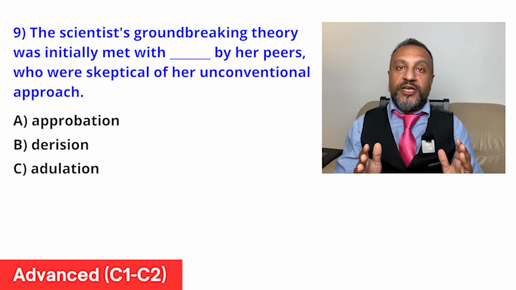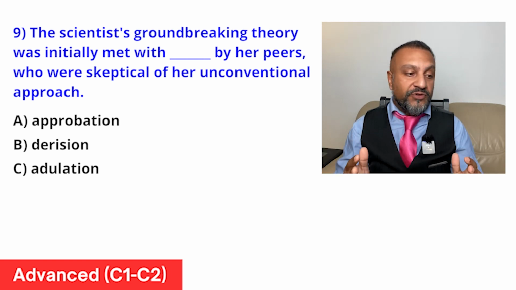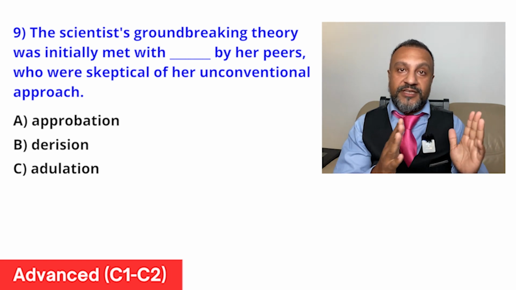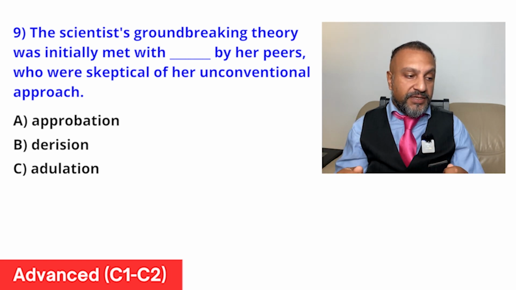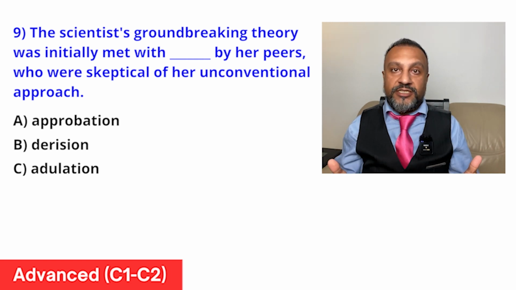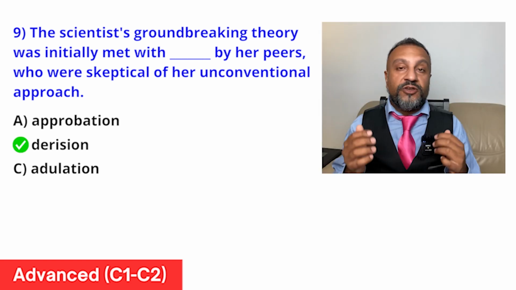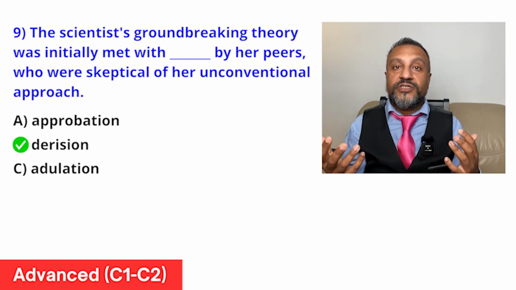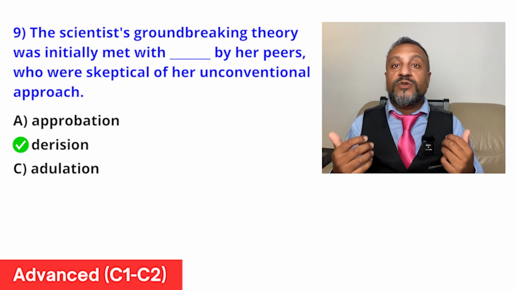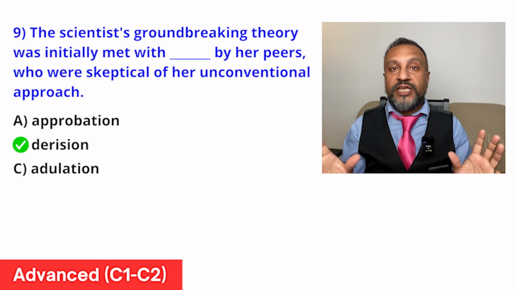Choose the best word to fit the sentence. The scientist's groundbreaking theory was initially met with by her peers who were skeptical of her unconventional approach. Approbation, derision, adulation. The correct answer is derision. So derision means to make fun of someone. Here they were skeptical of her, they were unsure, so they were making fun of her approach in a mean way.